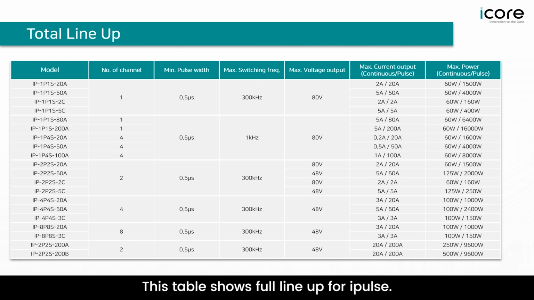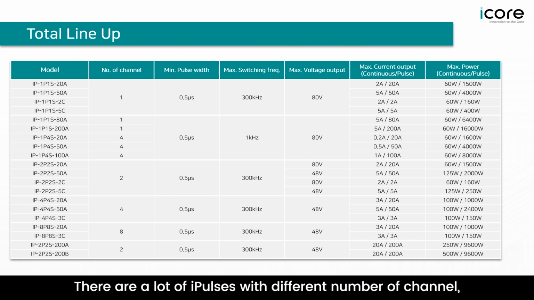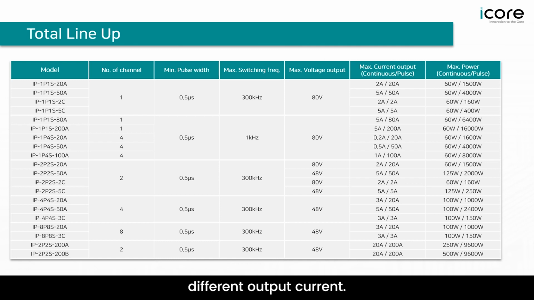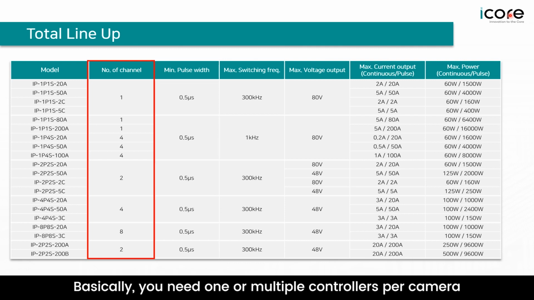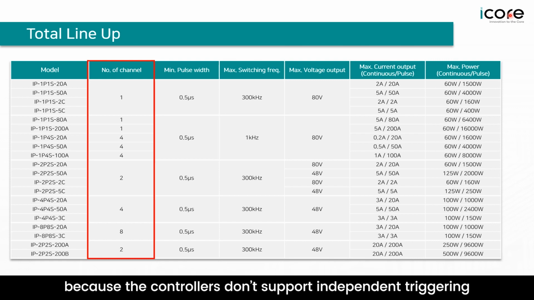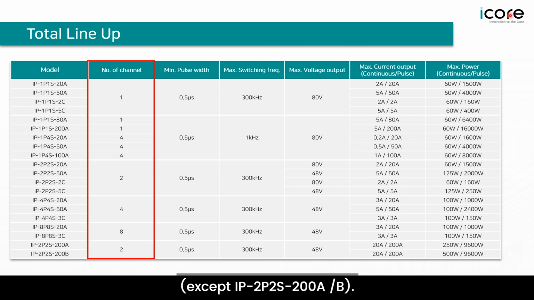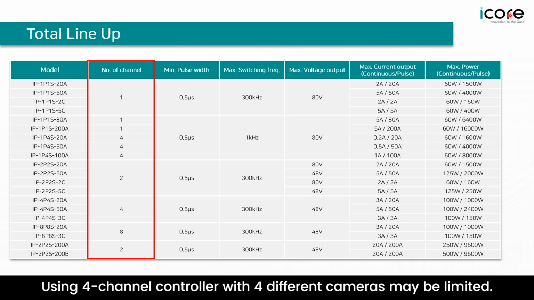This table shows full lineup for iPulse. There are a lot of iPulses with different number of channels, different output current. First, you need to check how many lights are needed per camera. Basically, you need one or multiple controllers per camera because the controller doesn't support independent triggering except IP2P2S200A or B. Using 4-channel controller with 4 different cameras may be limited.